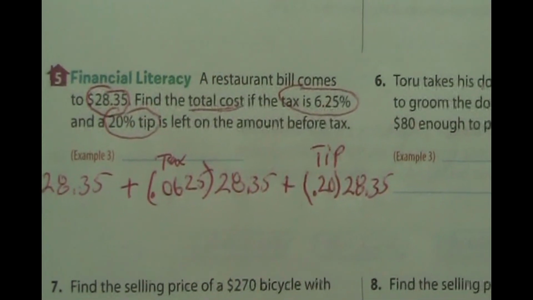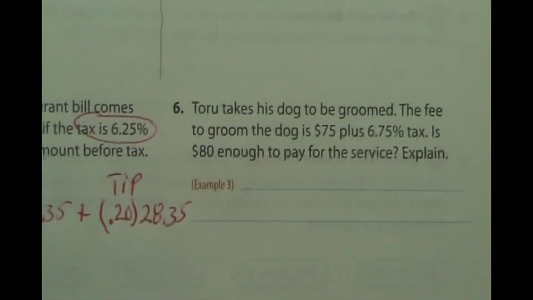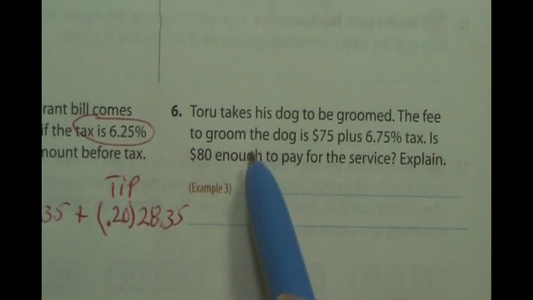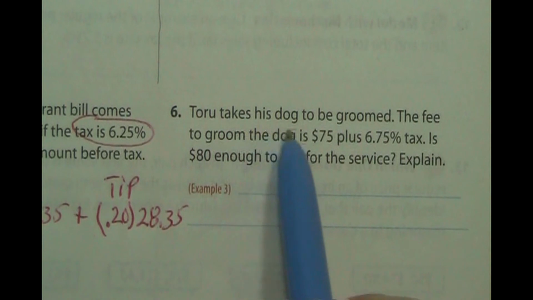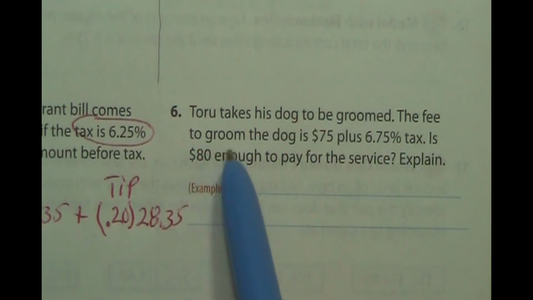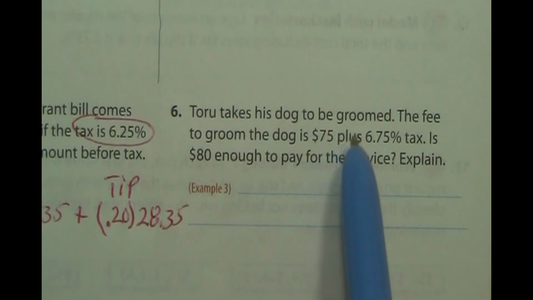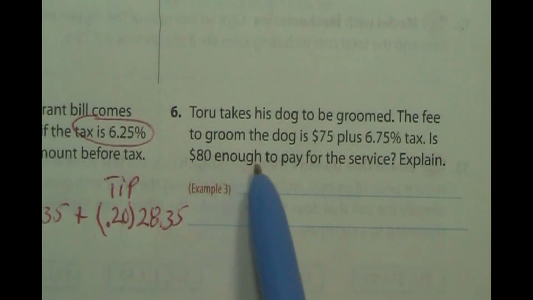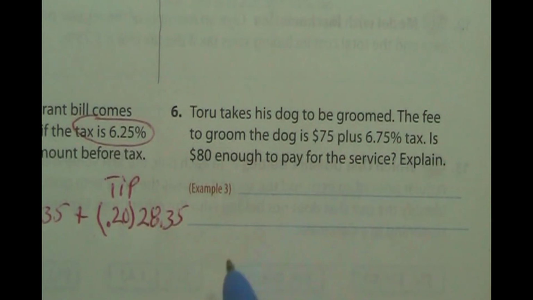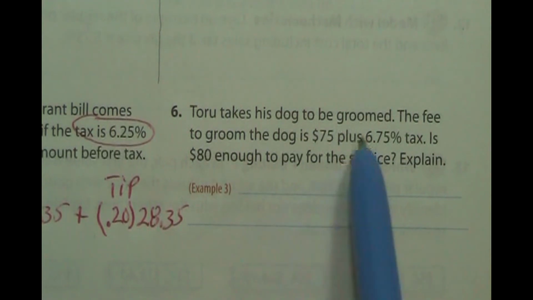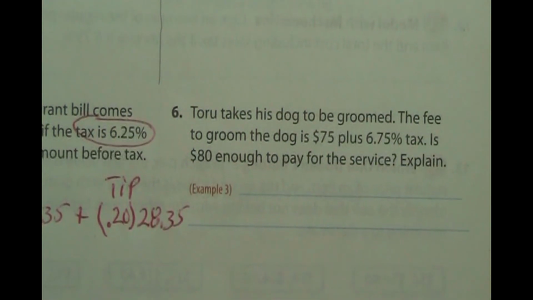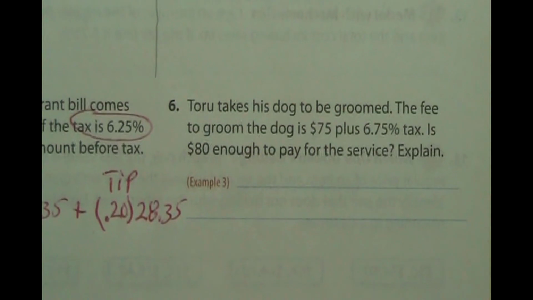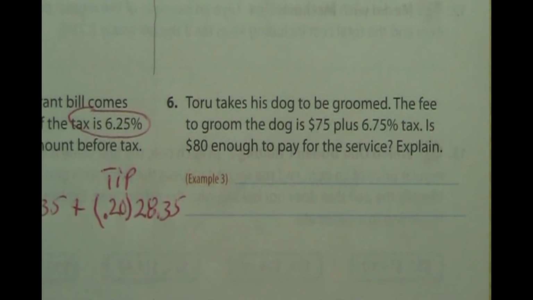All right, let me just slide over here. Number 6, or I'll slide the book. And it says, Toru takes his dog to be groomed. The fee to groom the dog is $75 plus the tax. Is $80 enough to pay for the service? Is $80 enough? So you have to figure this amount, and then is it enough? Is $80 going to cover it? There'll be a yes or no.